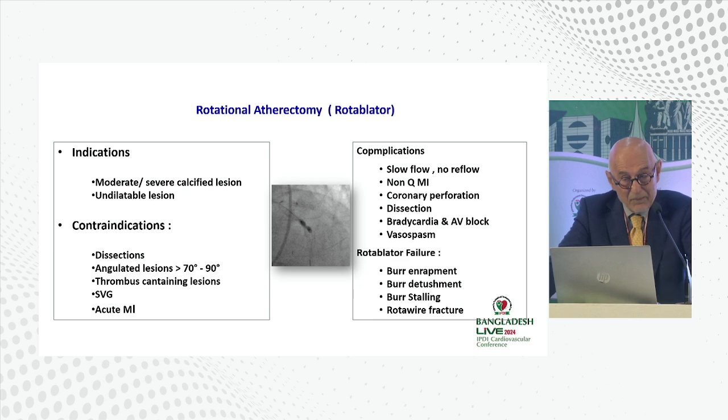There are some complications that might be caused, such as slow flow or no flow, acute non-Q myocardial infarction, dissection, coronary perforation, bradycardia and AV block, vasospasm, and some complications due to the device, that means entrapment of the burr, as well as stalling, or wire fracture.